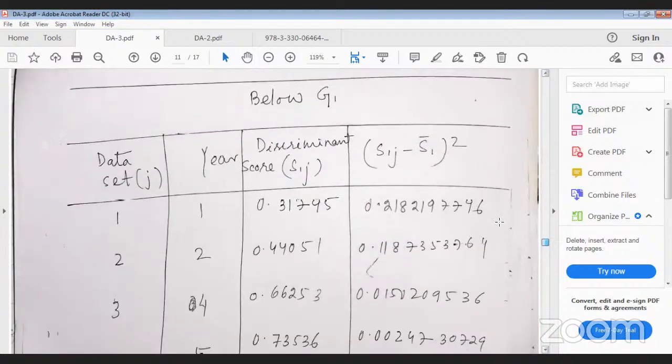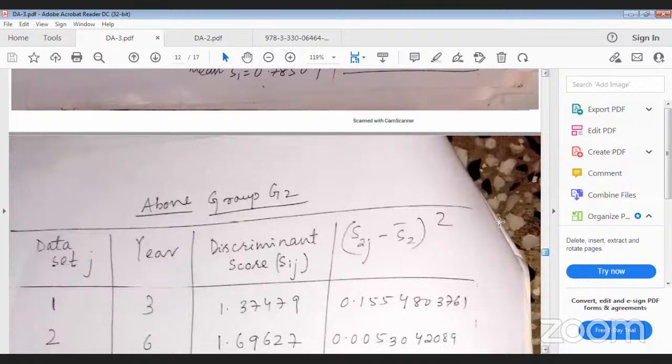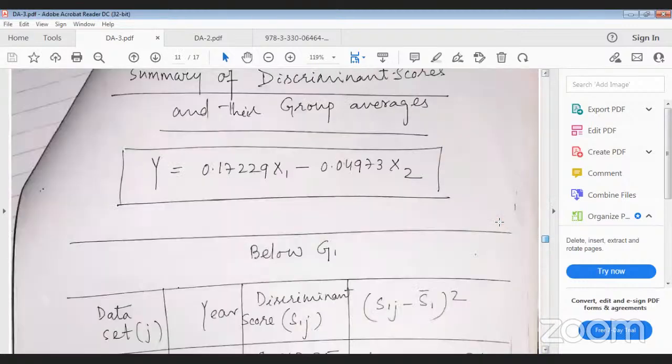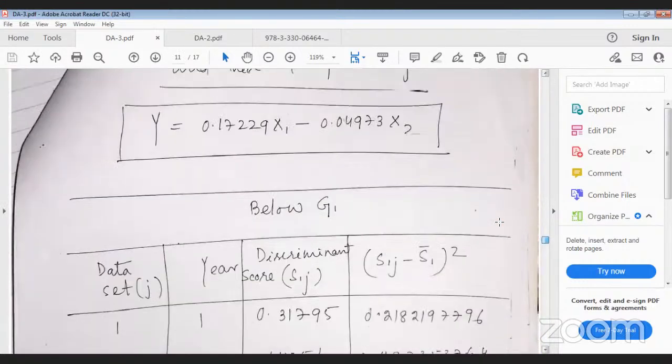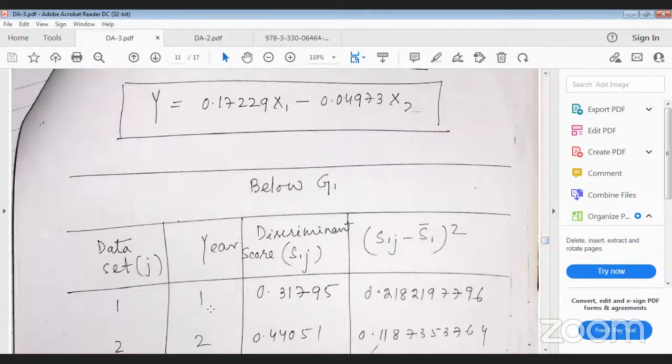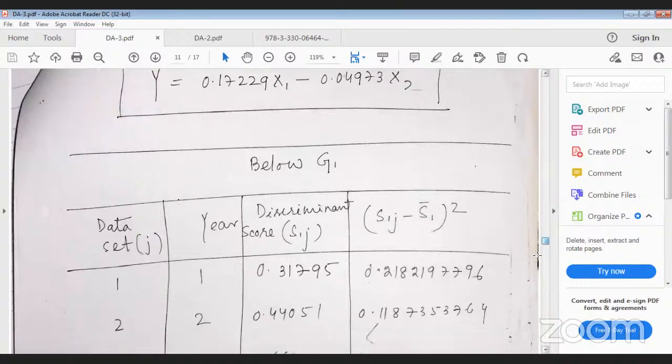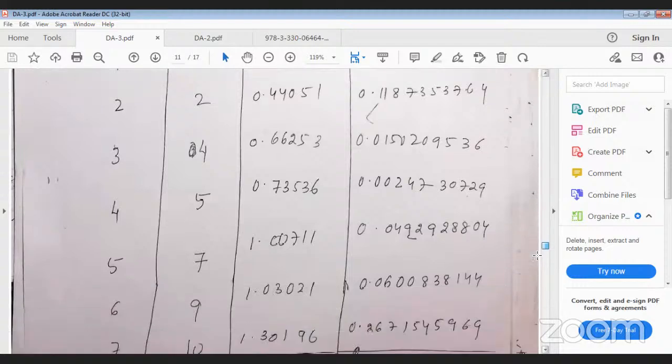So how to calculate this Sij? Sij you can calculate. For year 1 you have to put the values here, means in y, what is your x1 and x2, given x1, x2, and you get here Sij. For each and every year you have the data of x1, x2, that you put in the above equation, you will get all these. Okay.